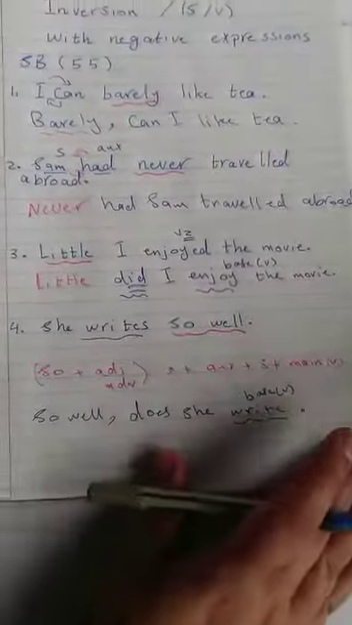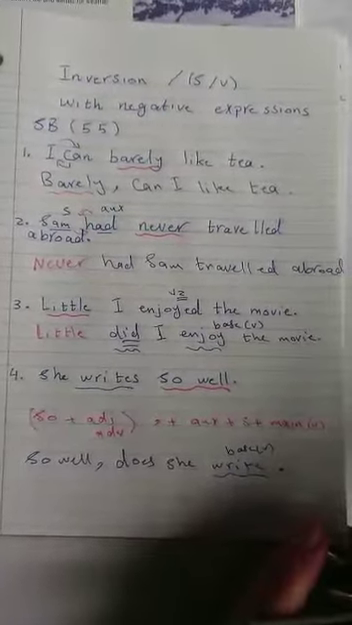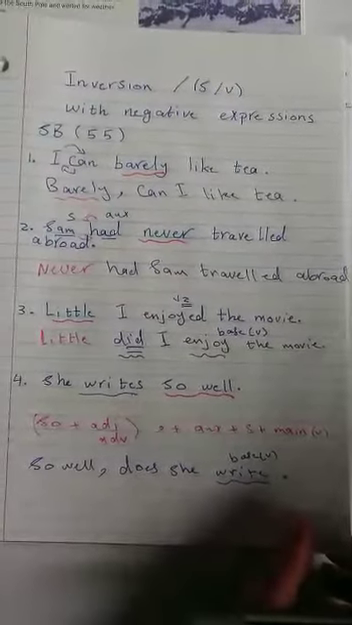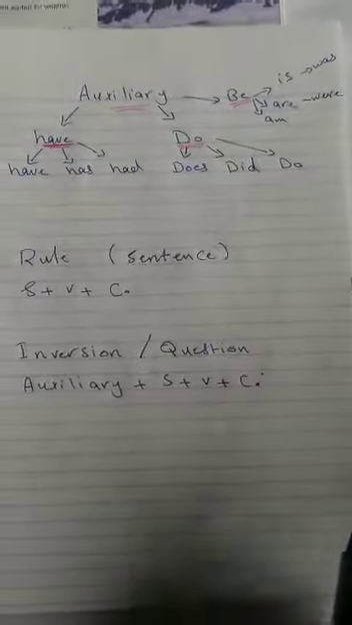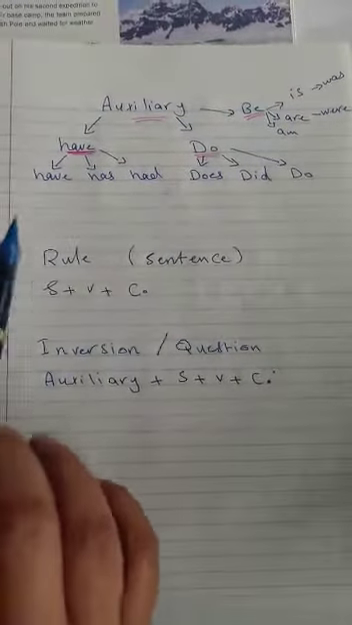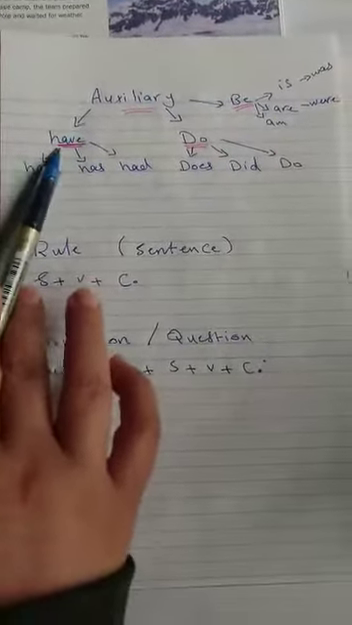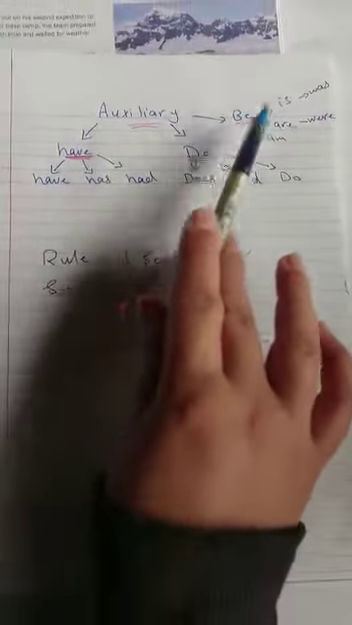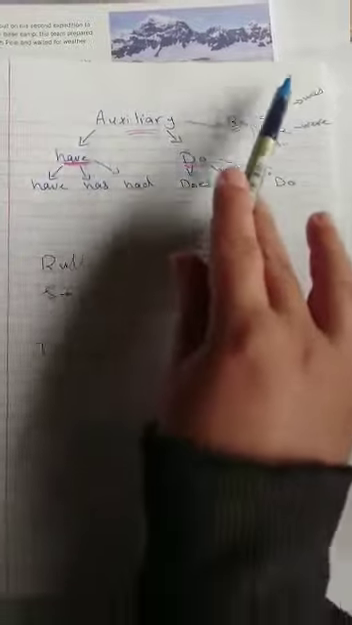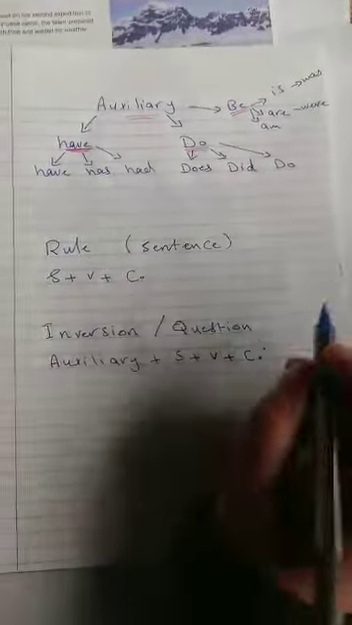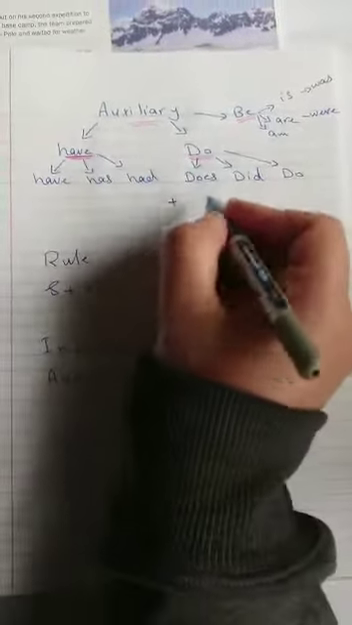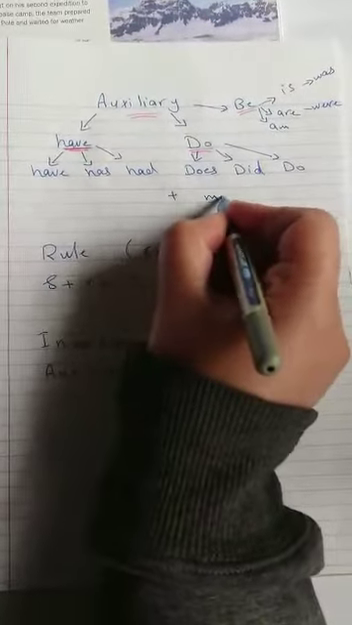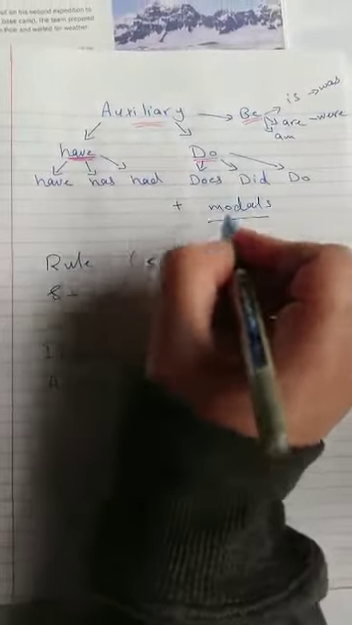Okay, so this is, let's say, the summary for these negative expressions with subject-verb inversion. Here is a summary for auxiliaries: we have the family of have, has, had; do, does, did; and be: is, are, am, and the past of them, was or were. And also, let's add to them that we can consider the modals as auxiliaries.